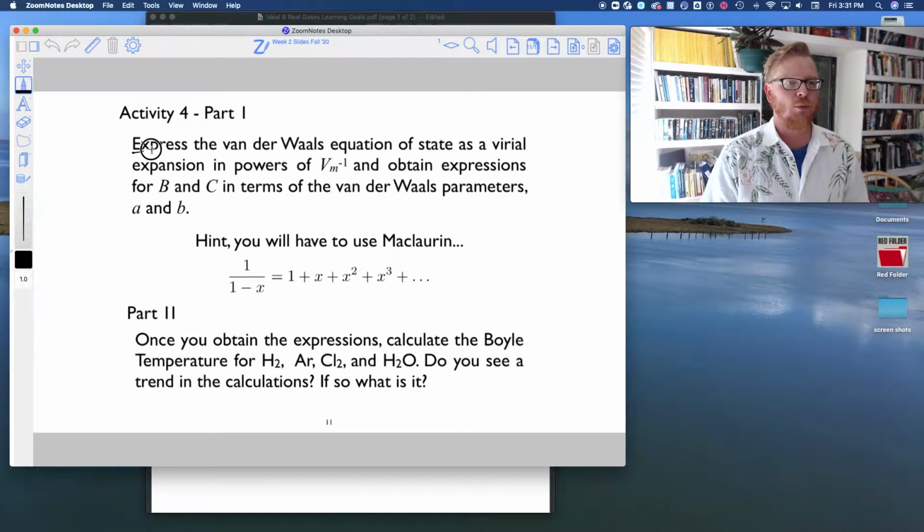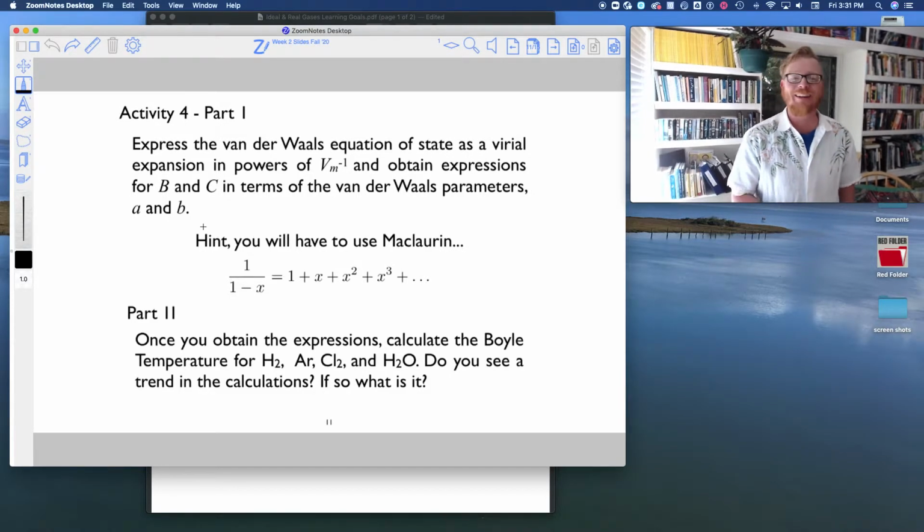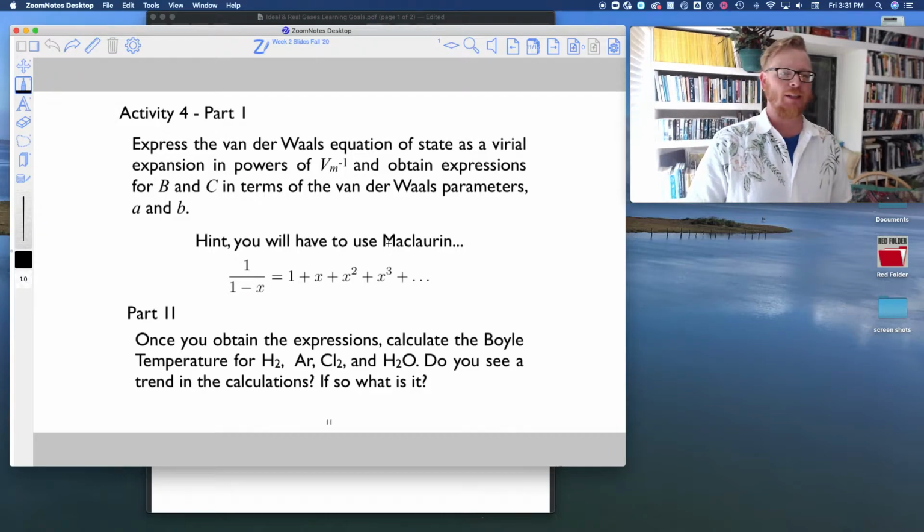I just wanted to check that my pen was working. Express the van der Waals equation of state as a virial expansion in powers of 1 over Vm, and obtain expressions for B and C in terms of the van der Waals parameters a and b. What did that say? Okay, let's break this down.